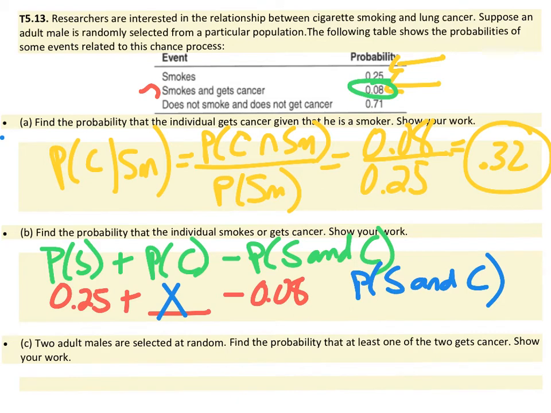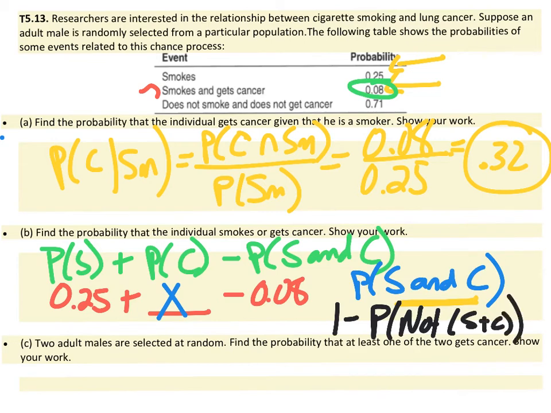If they want us to find the probability that he smokes and has cancer, what if I take, this is the same as saying 1 minus the probability of him not smoking and having cancer. So do I know the probability of him not smoking and having cancer? Yeah, it's 0.71. So if I do 1 minus 0.71 in this case, we will actually get the correct answer, which is going to be a 29% chance.